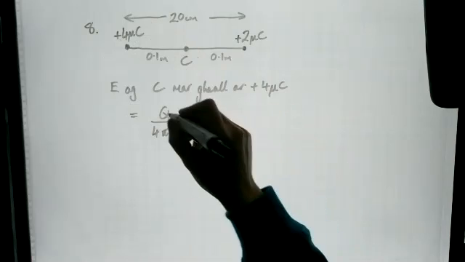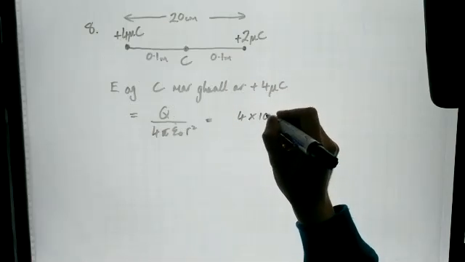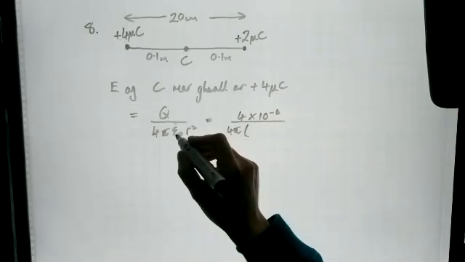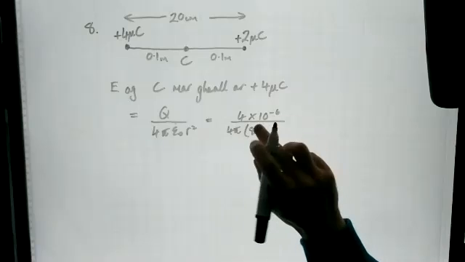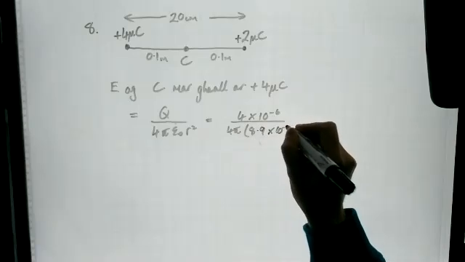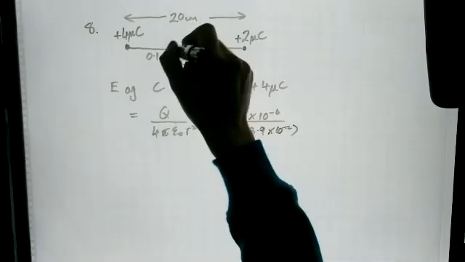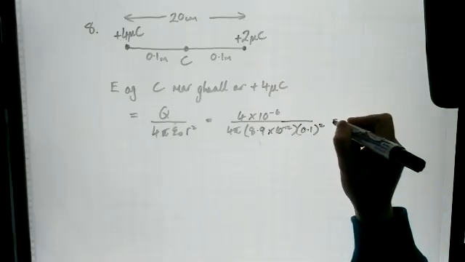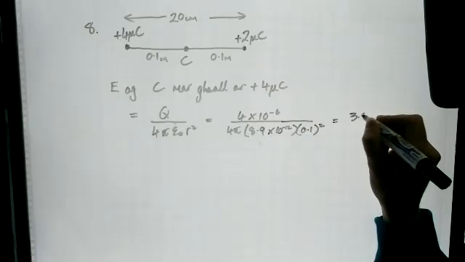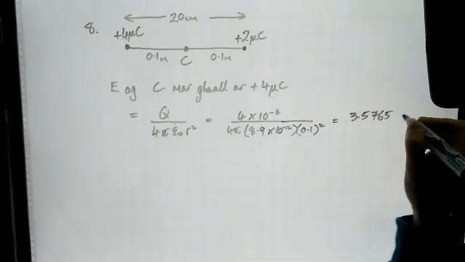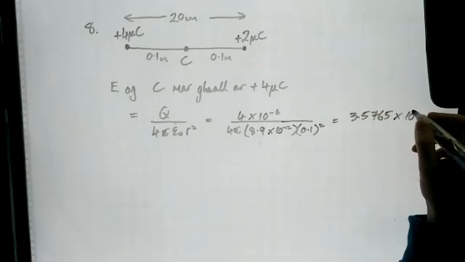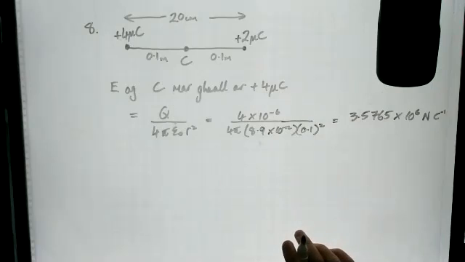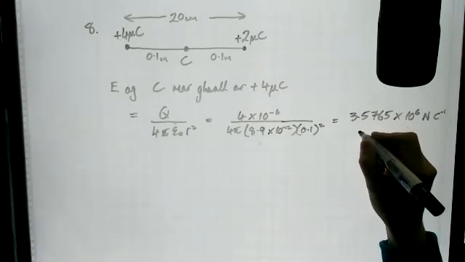Here the charge is 4 microcoulombs, so 4 by 10 to the power of -6 coulombs. 4 pi times the permittivity of the vacuum, 8.9 by 10 to the power of -12, times 0.1 meters squared. That gives 3.5765 by 10 to the power of 6 newtons per coulomb.